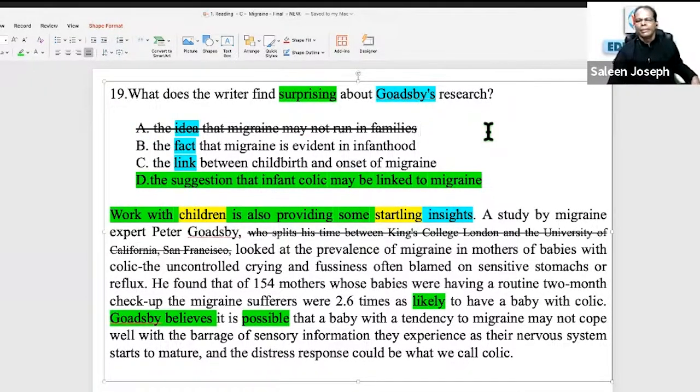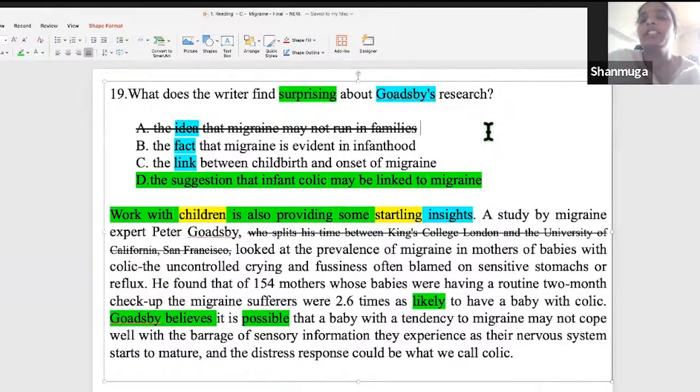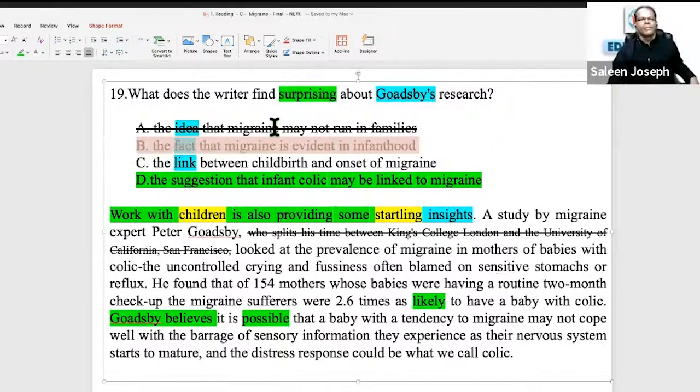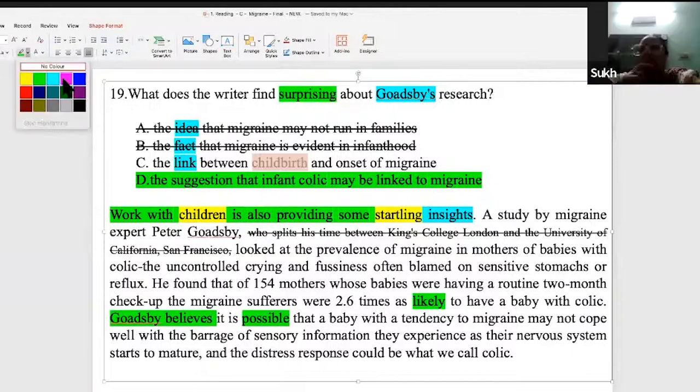And the fact that migraine is evident in infanthood. Do they say it is evident? Likely. It is not confirmed. They have said likely. Not evident. Opposite. A different scale. The link between childbirth and onset of migraine. Do they speak anything about childbirth, labor room, and other things? No, nothing is mentioned.